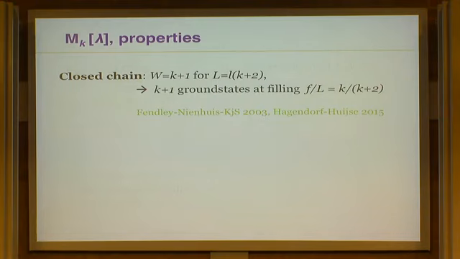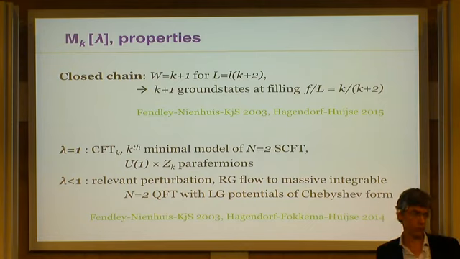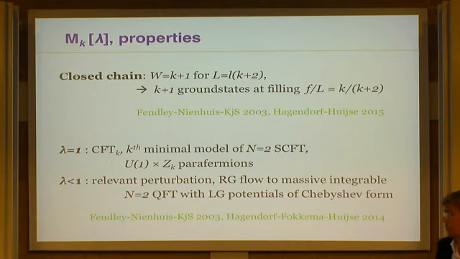So let me give you a few quick facts again. If you go to the closed chain, there are k plus 1 ground states, at filling k over k plus 2, so for k of 3, that's 2/5 or 3/5 filling, et cetera. The critical case is the kth minimal model of the N equals 2 CFT. If you wish, it's U(1) times Z_k parafermions, or SU(2) at level k, but deformed a bit to become supersymmetric rather than SU(2) symmetric.